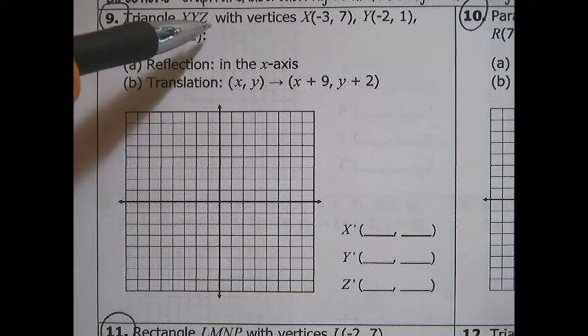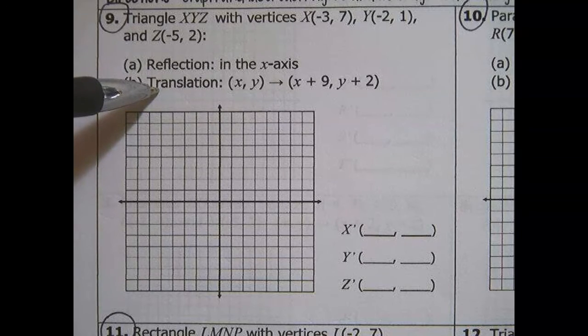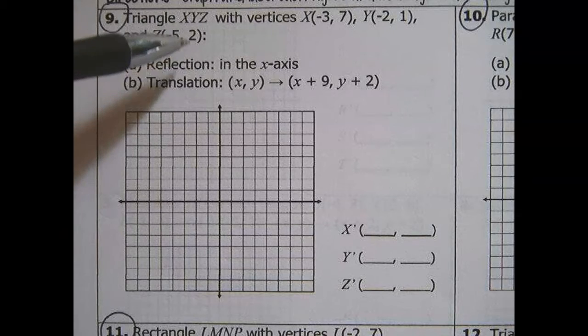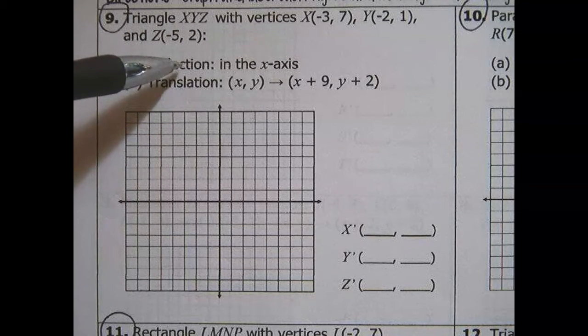We're going to go from the pre-image to an image using the first transformation. That image will be the pre-image for the next transformation. So we're not going to start over again with this transformation. We're not even going to look at these points when we do this translation. We're going to look at the points we get from the reflection.